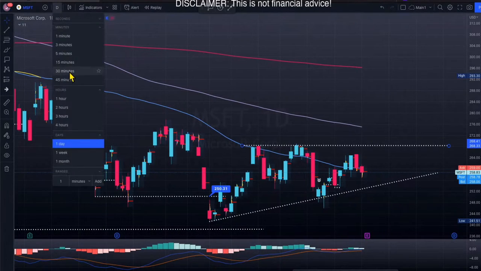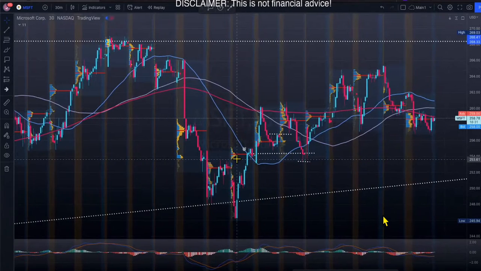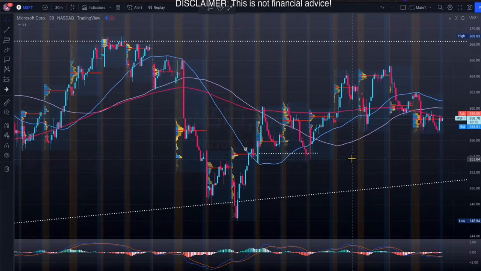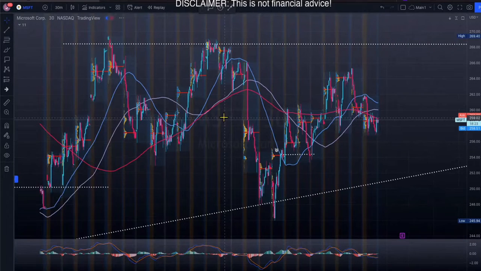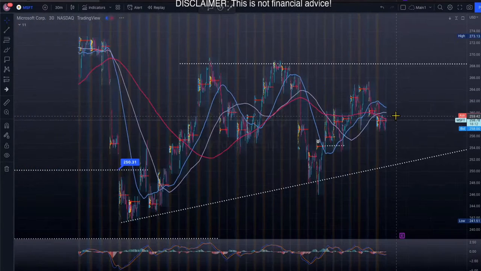So let's go and take a look at the short term. What exactly does the short term scenario look like? 30 minutes. So if I take a look at 30 minutes, let's see what it looks like. Okay, so Microsoft is pretty much sideways. If you look at the symmetrical, we have the top here and the bottom here, and we are in the middle of the stock, around 259 here. That's what Microsoft looks like.